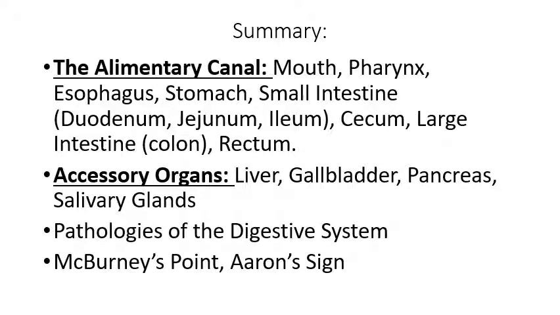All right, to summarize, we talked about the structures of the alimentary canal, the mouth, the pharynx, and so on. It's a long continuous tube. We know which order the different parts of the intestine are in, right? So we have the stomach, which leads to the duodenum, then the jejunum, then the ileum, then the cecum, then the ascending colon, the transverse colon, the descending colon, the sigmoidal colon, the rectum, and the anus. That's the alimentary canal. We have the accessory organs, the liver, the gallbladder, the pancreas, and the salivary glands that put things into the alimentary canal as the food that's going past is being digested. We discussed a number of different pathologies of the digestive system, and we discussed where McBurney's point is, why it's important to know where it is, and what Aaron's sign is.